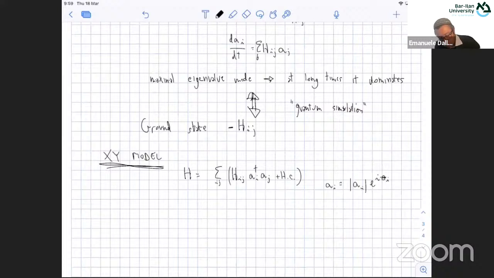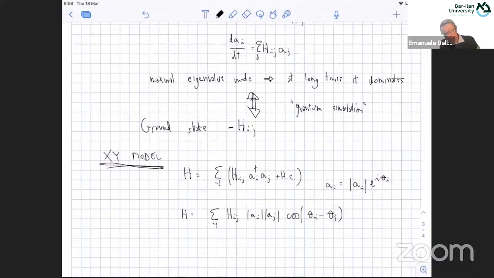But the parentheses should be like this. Okay. So instead of using these complex valued A, we use a real absolute value and phase. And so you can rewrite this Hamiltonian as the sum over Hij, Ai, Aj, cosine of theta i minus theta j. Okay, this is basically called the XY model.